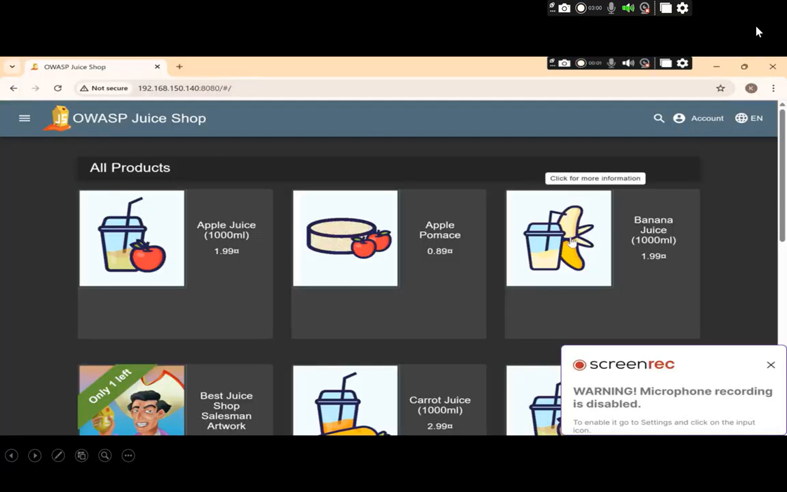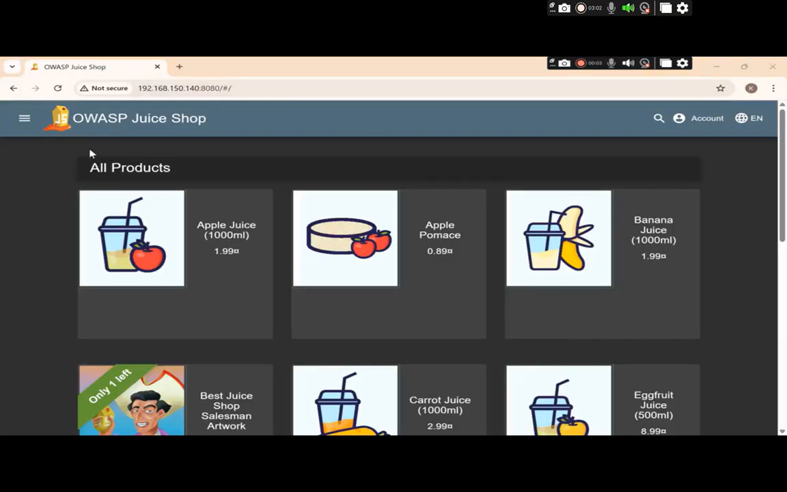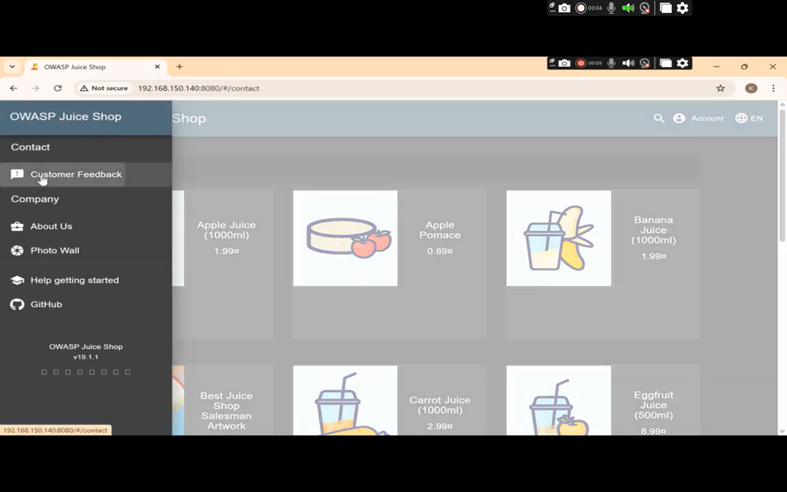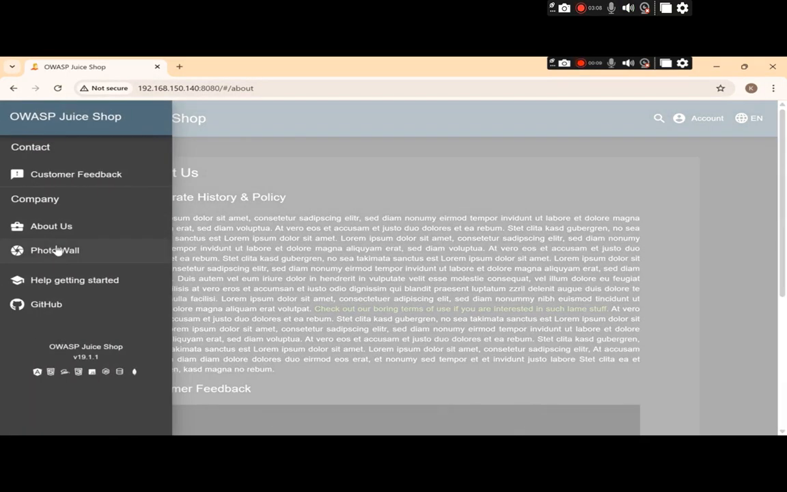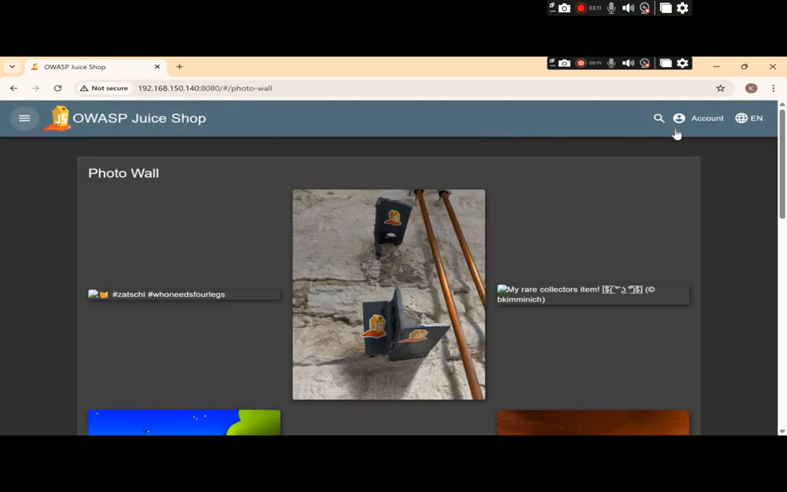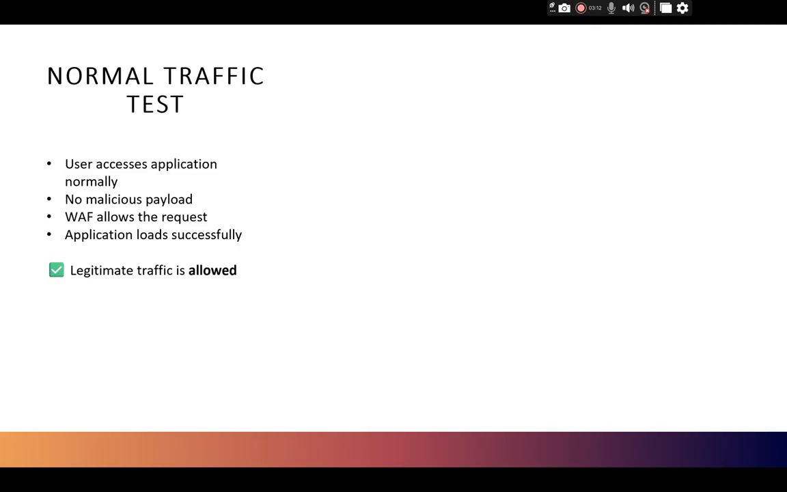First, we test normal traffic. A normal user opens the application without any malicious input. The WAF inspects the request and finds nothing suspicious. So the request is allowed and the application loads normally. This shows that WAF does not block legitimate users.